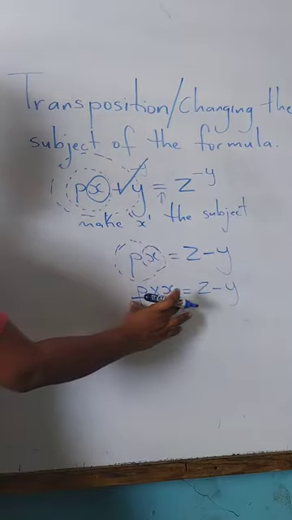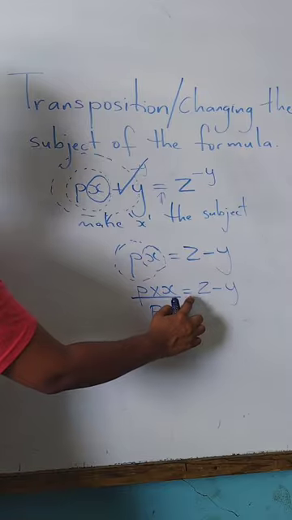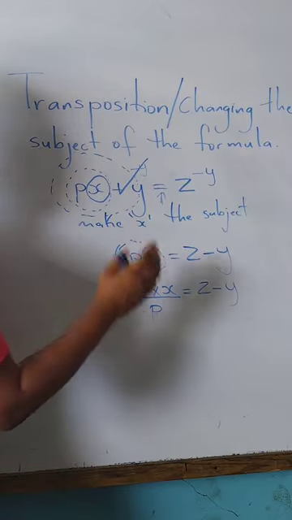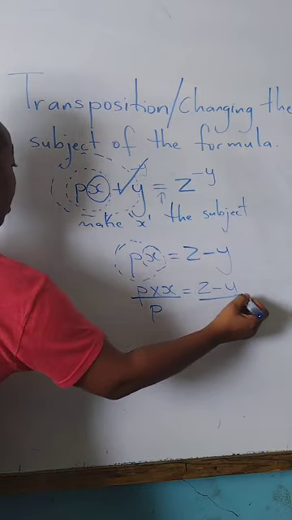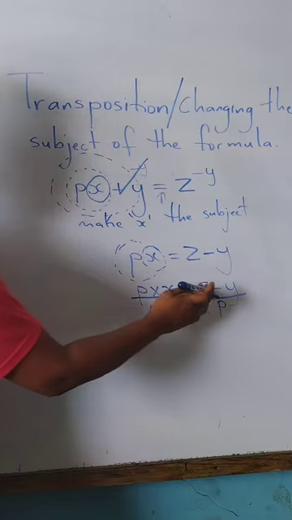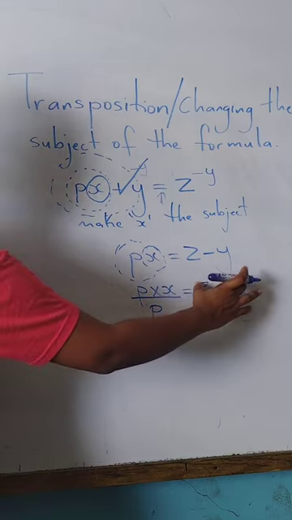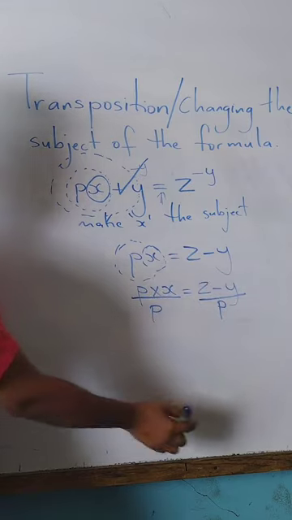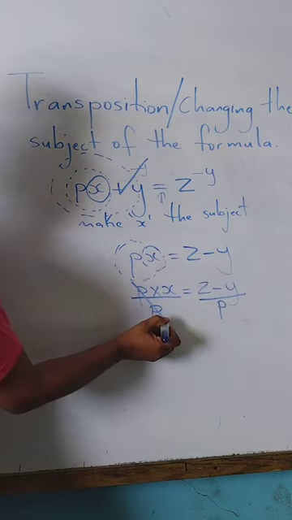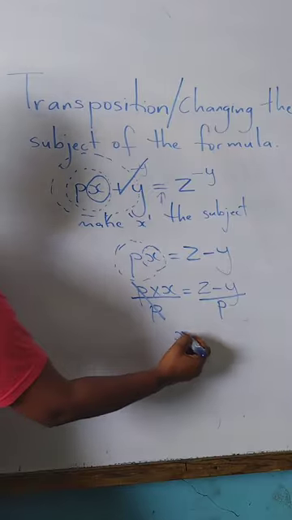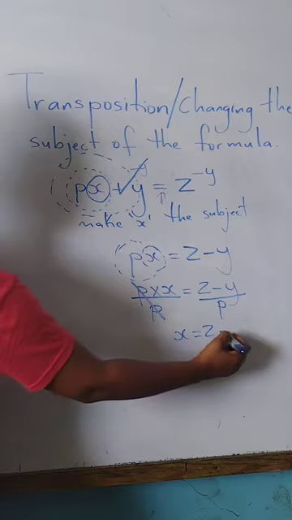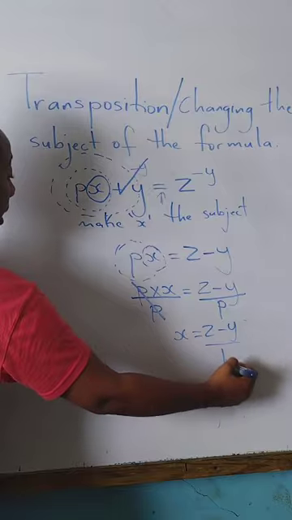So I'm dividing this side of the equation by p. To balance it, I need to do the same thing to the other side. Notice that z minus y on the other side is an expression, so the expression needs to be divided by p. So this p cancels this p, leaving us with x. x is equal to z minus y, all divided by p.